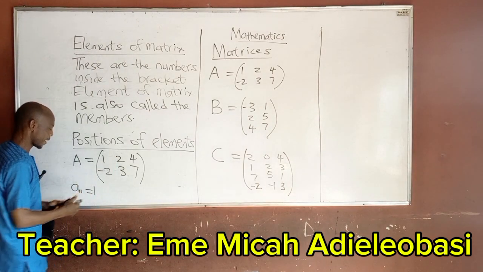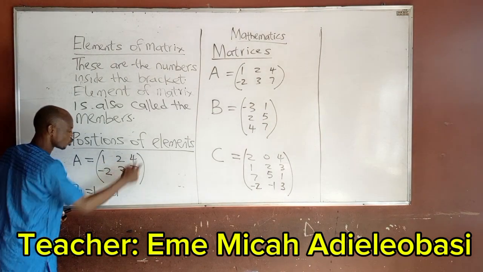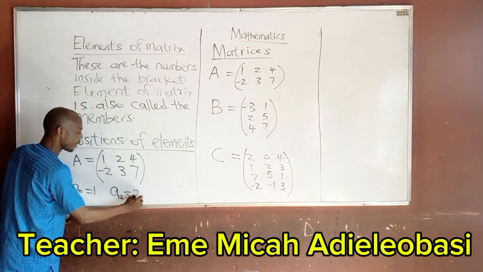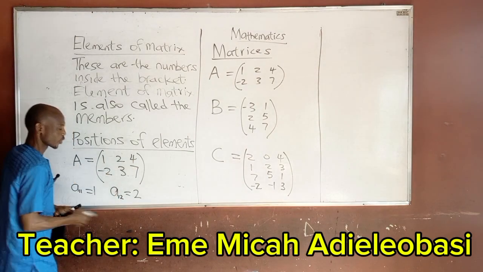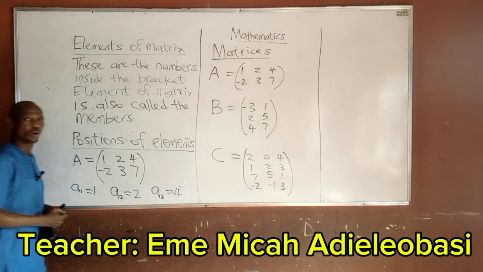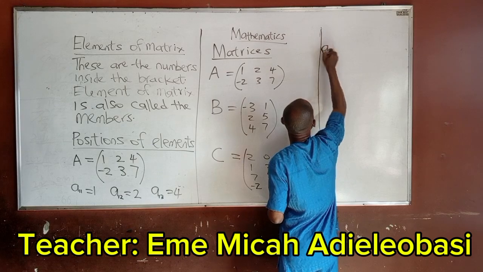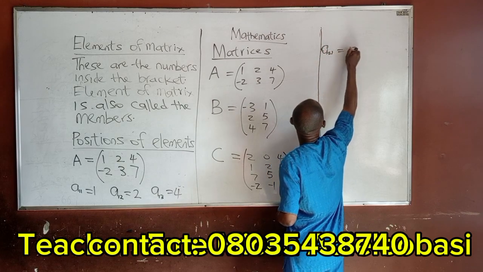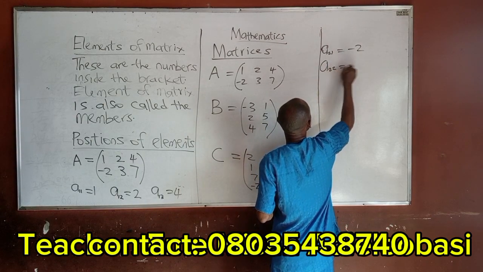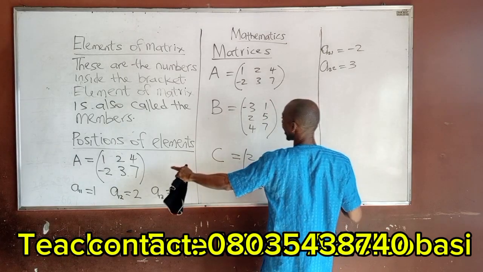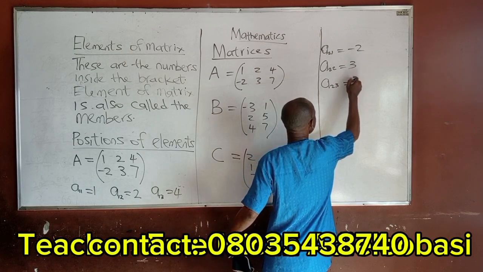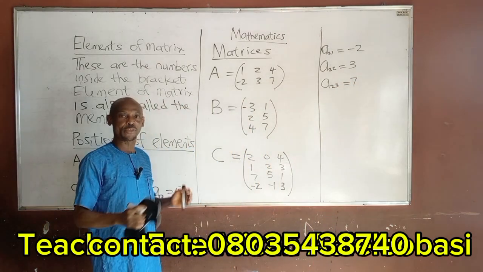Look at our 2 here. 2 is in the first row and the second column, so it is A12. 4 here is in the first row and the third column. Our minus 2 is in the second row and first column. A22 is equal to 3. And the last one there, our number 7, is in the second row and the third column. That is the position of an element in the matrix.